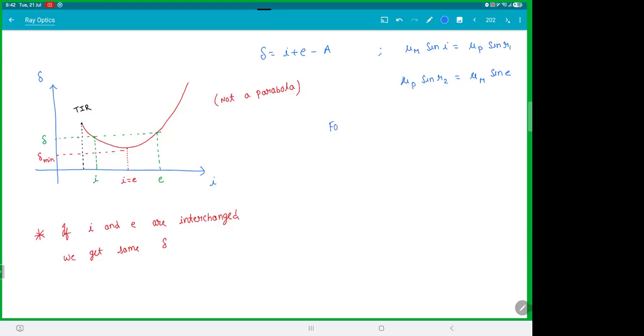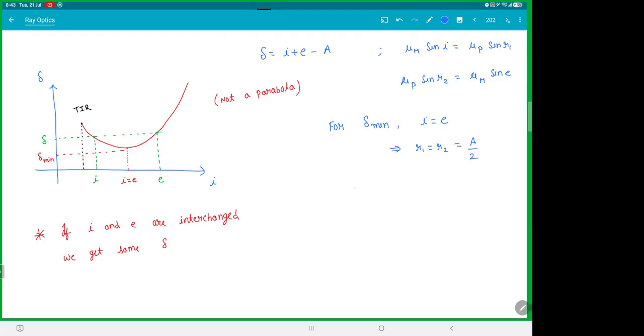So at delta minimum, I becomes equal to E. This is another result you need to remember. That means delta minimum is 2I minus A. So from here we get I is equal to A plus delta minimum by 2. Then what is I? So put sin I here. And if I is equal to E, then R1 is also equal to R2. This implies R1 is also equal to R2, which is equal to A by 2.